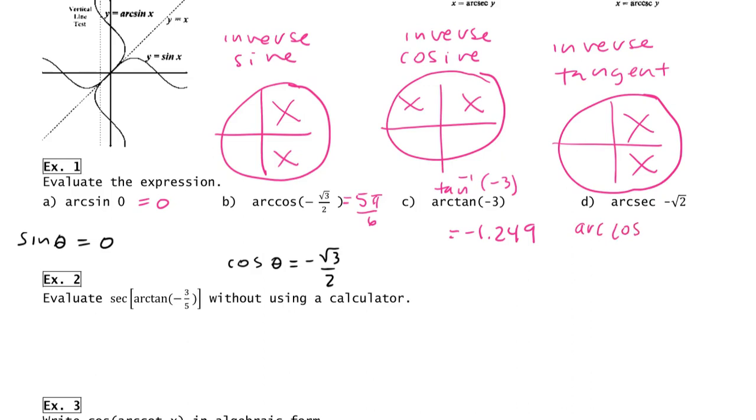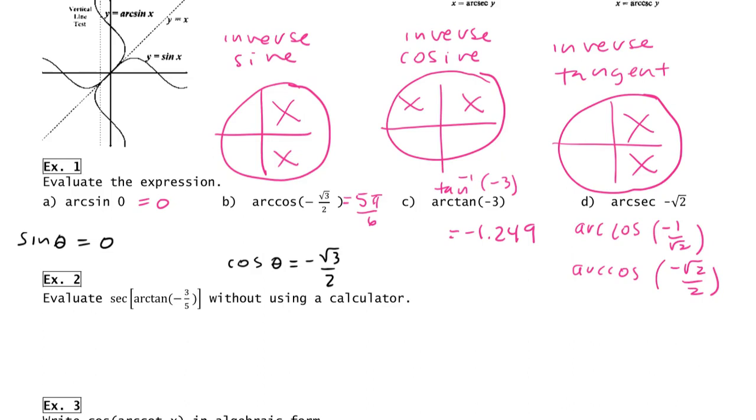Okay, but cosine and secant are going to be reciprocals. So this is going to be arc cosine of negative 1 over root 2. That doesn't look familiar based on the unit circle, but if you rationalize it, you're going to get negative root 2 over 2. So cosine, this is going to be like at a 45-degree angle.